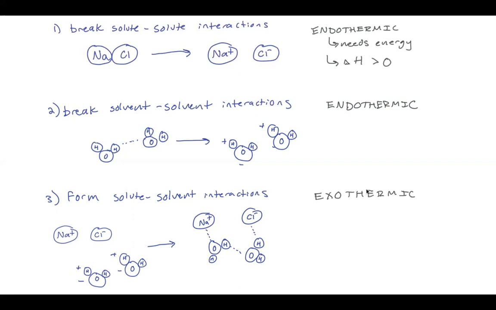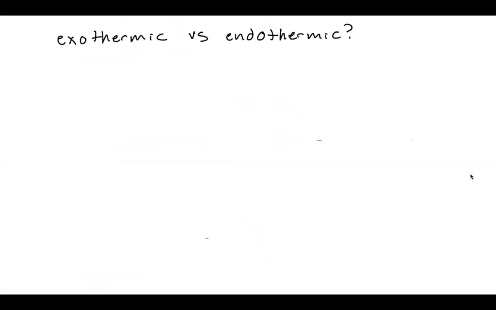Now, forming the solute-solvent interactions, this is an exothermic process. In an exothermic process, we are releasing energy in our system, which means delta H is less than 0. Energy is going away, so that value is negative. Okay, so exothermic and endothermic, you could just memorize that the first two steps are endothermic and the last is exothermic, but I want you to actually understand that, okay?